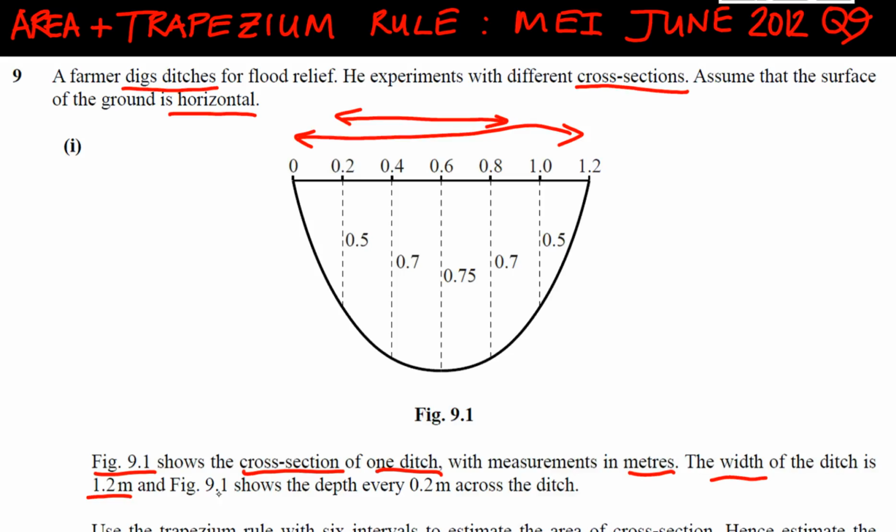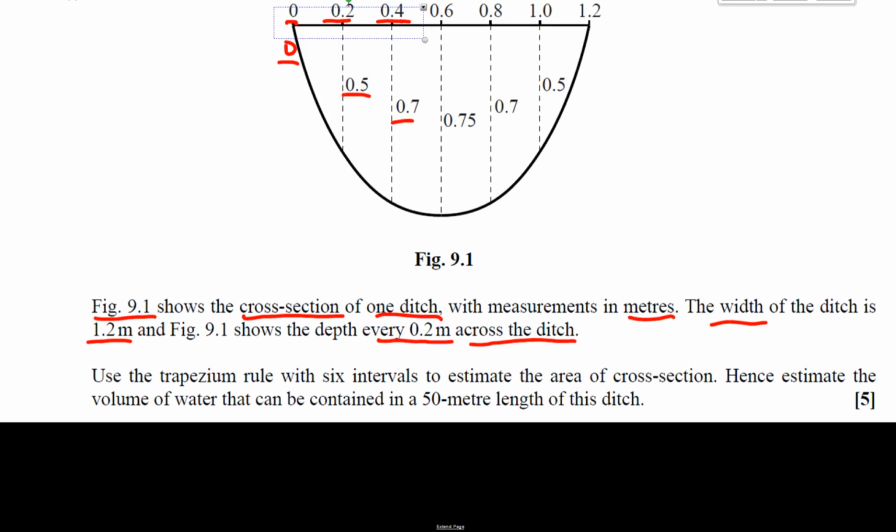And the next point says it shows the depth every 0.2 across the ditch. So we can see that there, can't we, that we've gone from 0 to 0.2, 0.4, etc. And we've got our depths here. There's 0.5. We started at 0 over here, didn't we? Effectively, it's a 0 on the left-hand end, 0.5, 0.7. Quite regularly, they use a symmetric shape for this question.